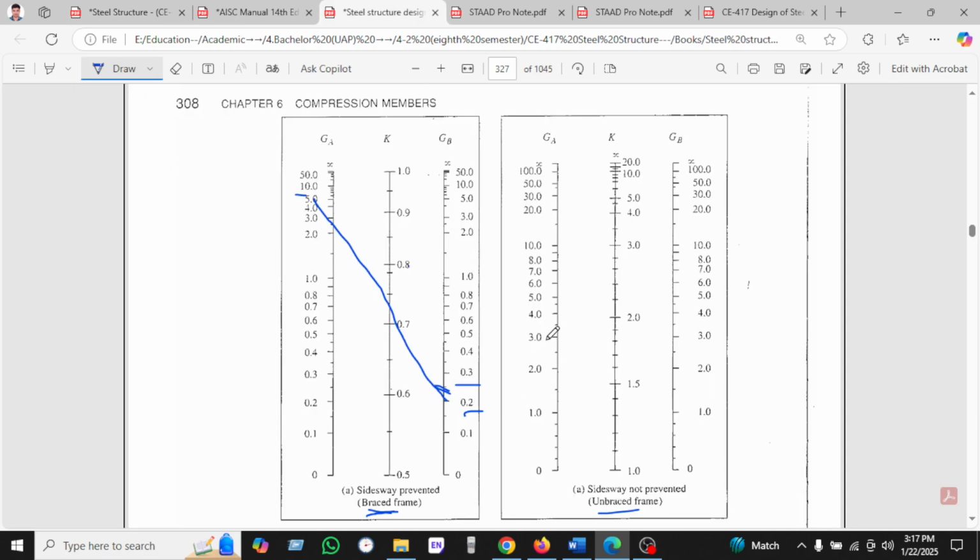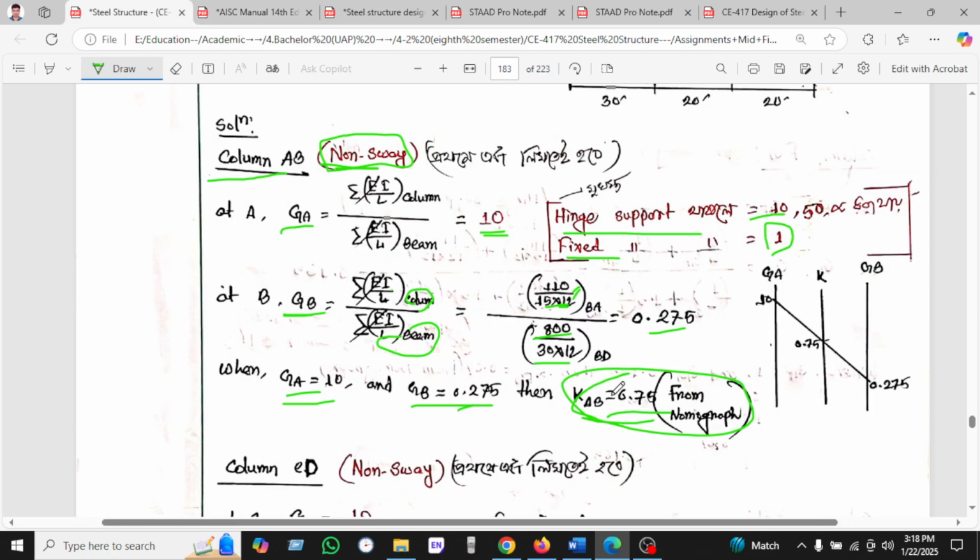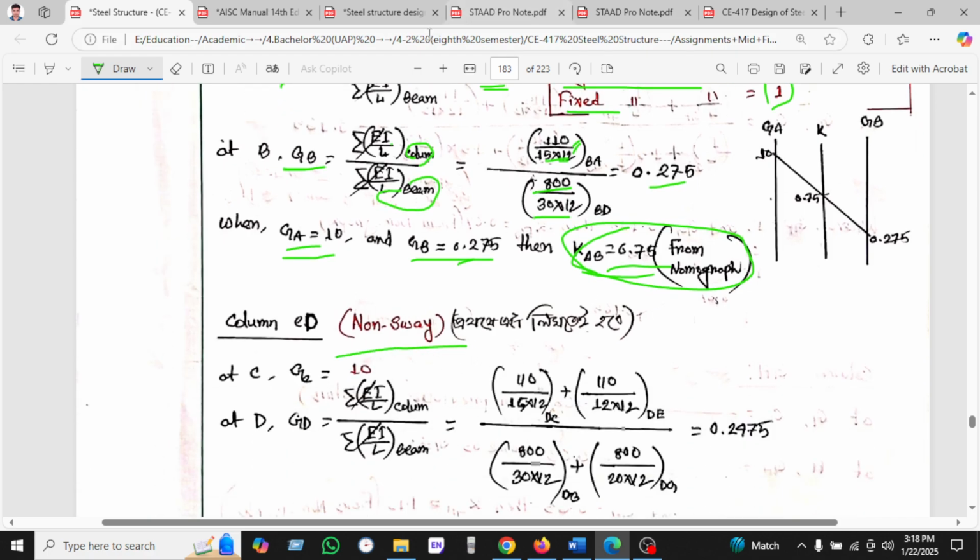I will not be seeing it again and again. This is the braced frame, that's why we have found this. If we use the unbraced frame, then we will find another value of K. But one thing is, for the braced frame the K value is 0.5 to 1. So the value for a braced frame must be less than 1. On the other hand, for an unbraced frame the K value must be greater than 1, up to 20. So it must be greater than 1. So this is the assumption value.